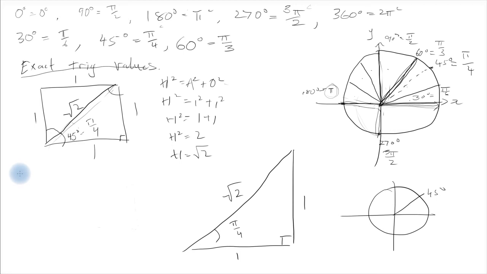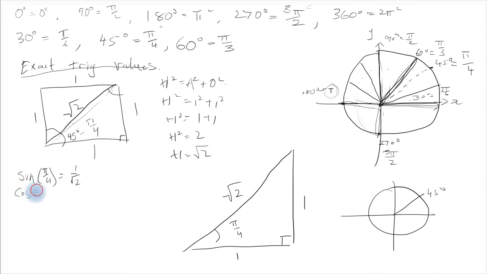So first let's find sine of pi on 4. Sine is the opposite over the hypotenuse. Opposite is 1, hypotenuse is root 2. 1 on root 2. So sine pi on 4 is 1 on root 2. There's an exact value for you.